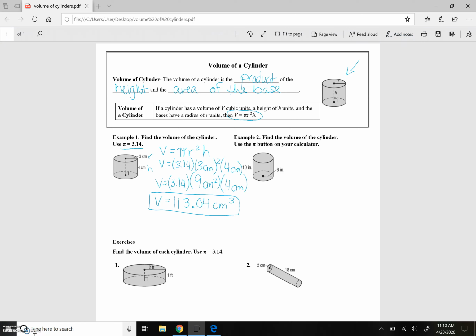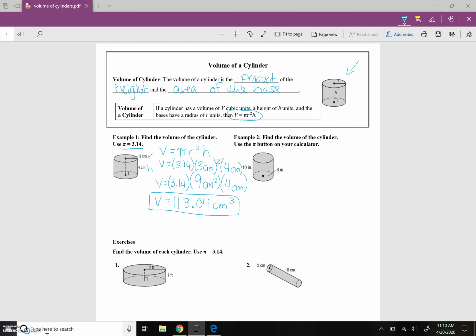Moving on to example 2, I see that this time they want us to use the pi button on our calculator to find our answer. So we're going to start with our equation again. And we're going to label our data. The 6 inches is going to be our radius, that's halfway across the base circle. And our height this time is going to be the 10 inches.